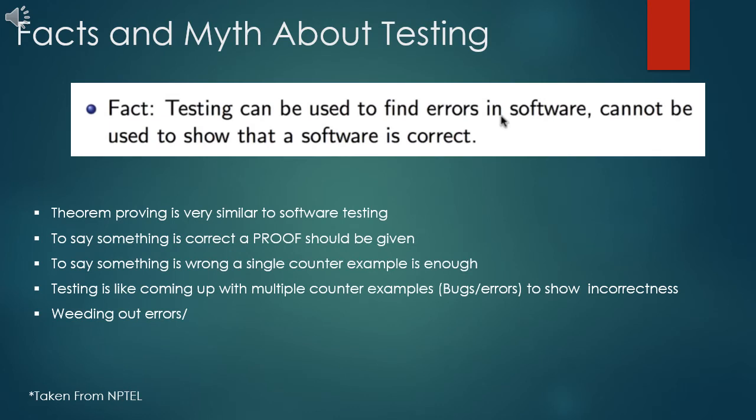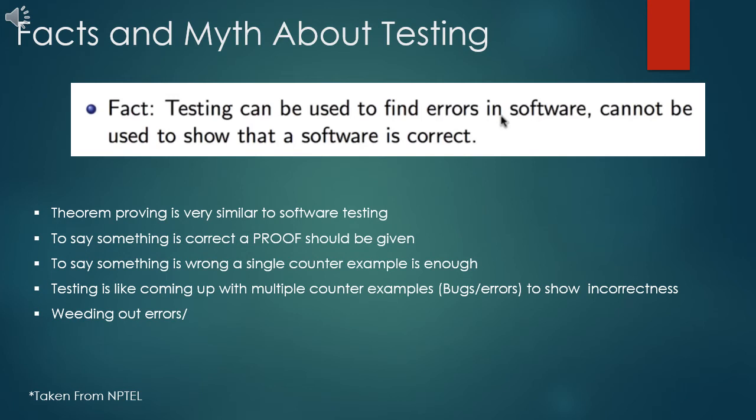Now, let us see some of the popular facts and myths about testing. These points should hopefully help you get a realistic perspective of what software testing actually is. Let us see the first point. Testing can be used to find errors in software. Testing alone cannot be used to show that a software is correct.